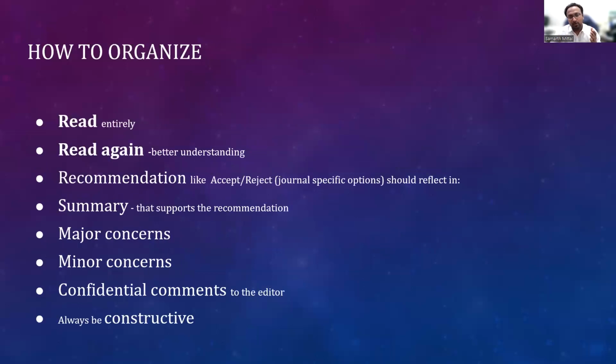Now, how to organize these comments? First and foremost thing is to read the entire manuscript in its complete entirety. You should read it again for better understanding. Based on that, a recommendation should be reached, like accepting or rejecting, based on the journal-specific options. All this should be reflected in the summary that supports the recommendation that the reviewer has written. It should cover the major concerns with the manuscript, and the minor concerns, if at all. But no matter what you do, all these comments, all the review, should always be constructive.